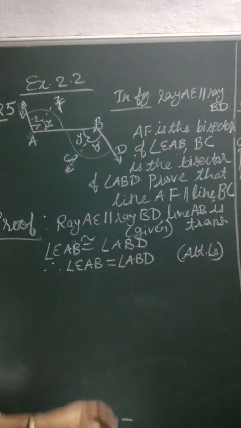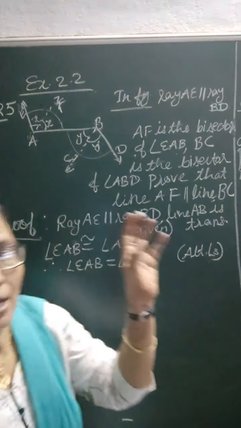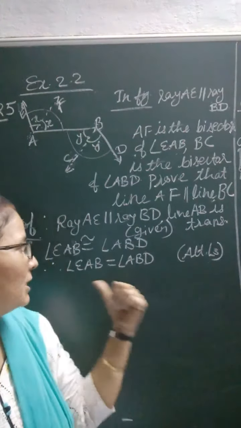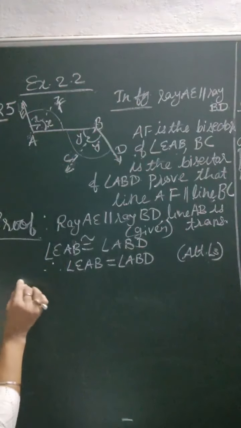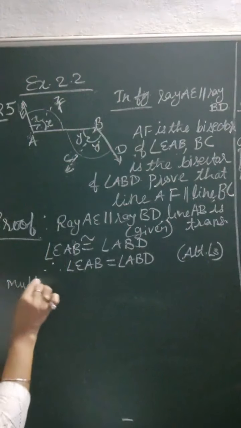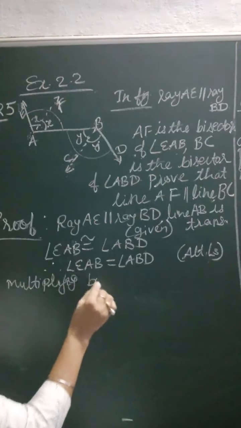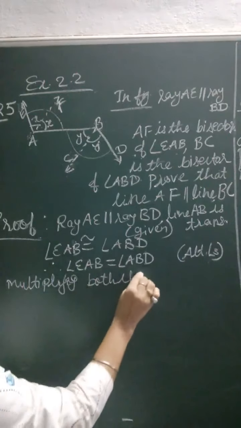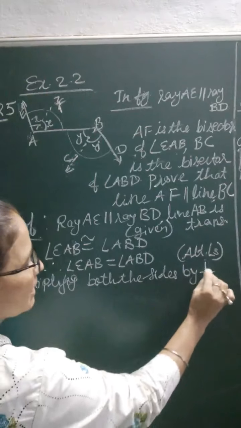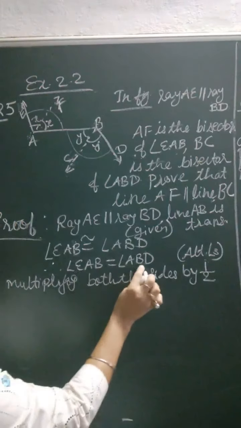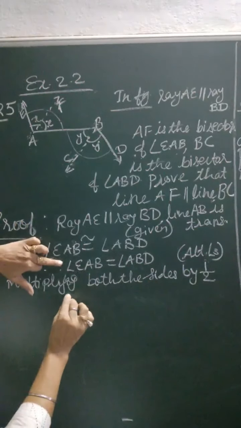Okay. Now as you can see here, we have bisectors. AF and BC are the bisectors. So what we will do, you have to multiply both sides of these angles by half. So let's write multiplying both sides by half, or you can say by 1 by 2. Means both sides of this equation you have to multiply by half. Now let's multiply.